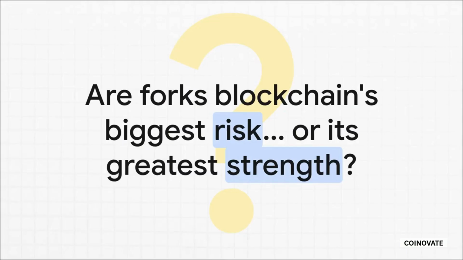Which kind of leaves us with this one big, fascinating question to chew on. Is this ability to fork, this power to just split and go a totally different way when people disagree, a fundamental weakness, a huge risk to stability? Or is it actually the greatest strength of these systems? Is it the ultimate feature that guarantees no single group can ever take control and ensures that the best ideas, well, they always have a fighting chance to survive? Definitely something to think about.